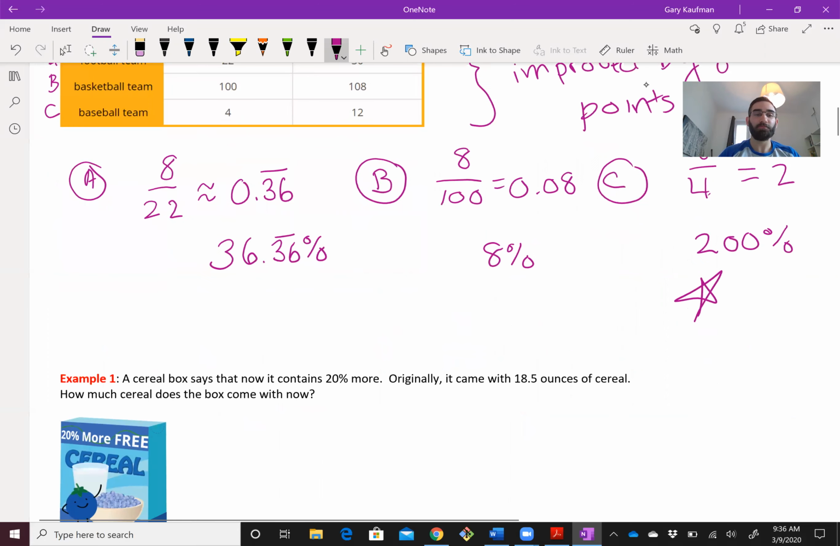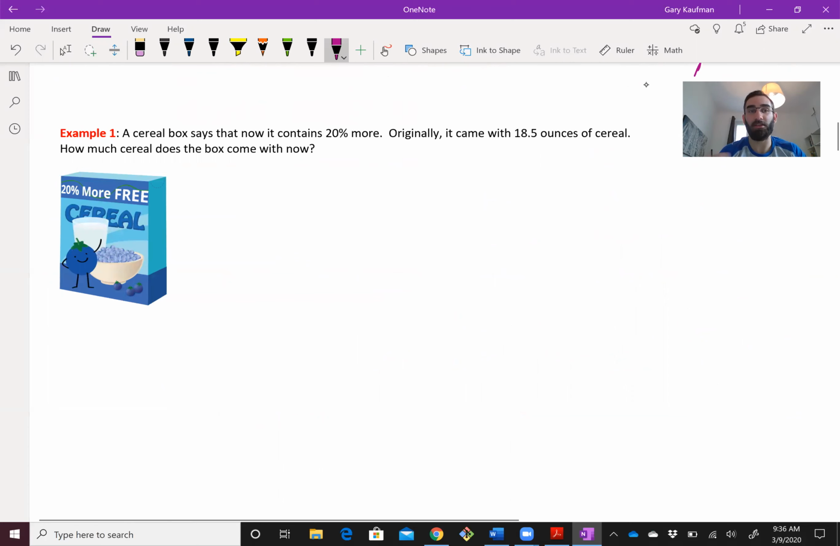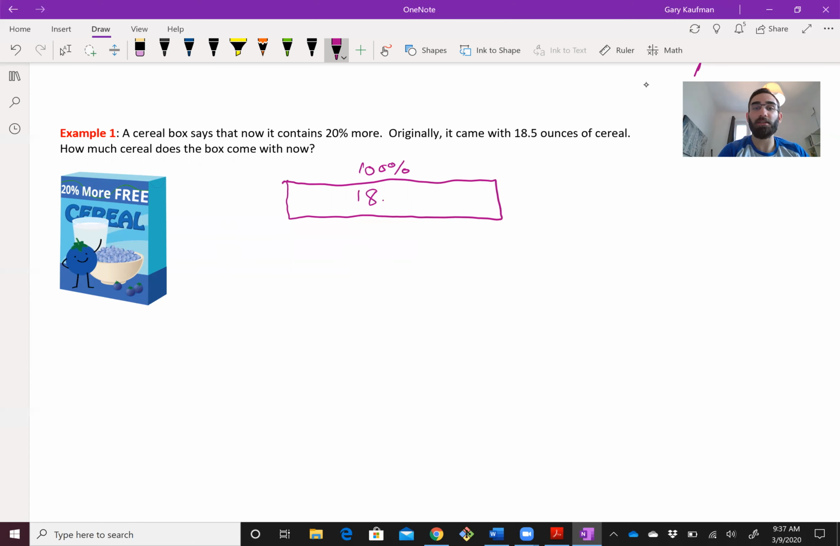So here is our first example. I'm going to take us through this. Now, again, there's many ways to go about solving this. A cereal box says that now it contains 20% more. Originally, it came with 18.5 ounces of cereal. Now, I'm going to take a look at this, and I'm going to use a diagram. So this is representing my original. So this is my 100%. And that is 18.5 ounces. Ounces is abbreviated with OZ.